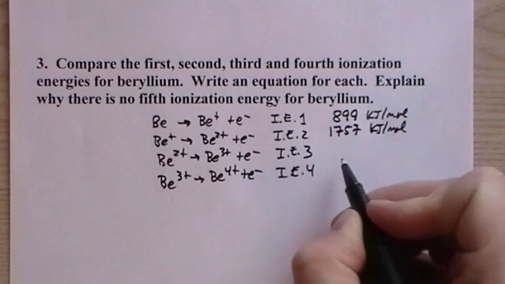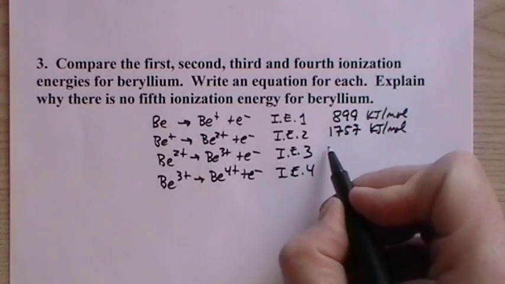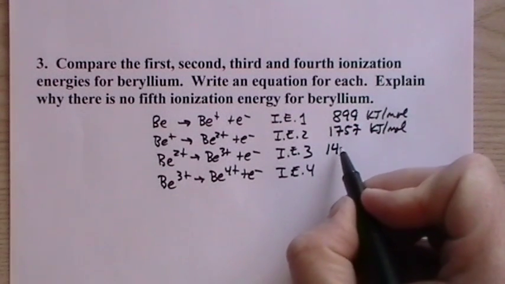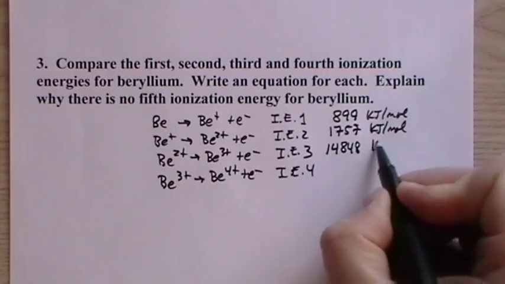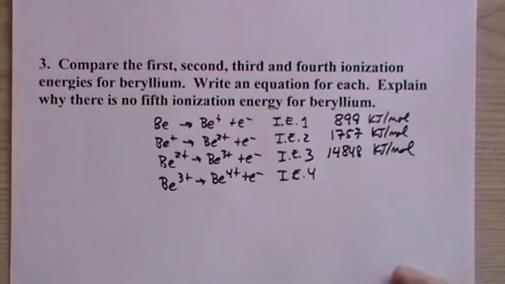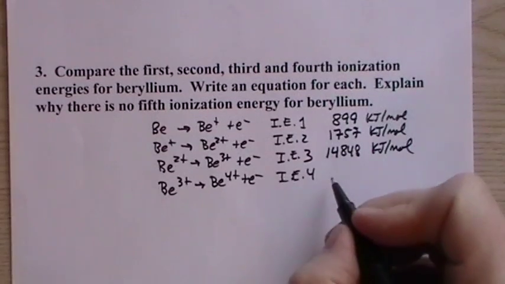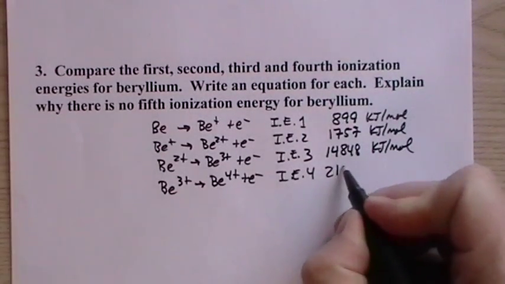These are positive. And then the third ionization energy is 14,848 kilojoules per mole. Make sure I'm getting everybody on here. And then the last one is 21,000.